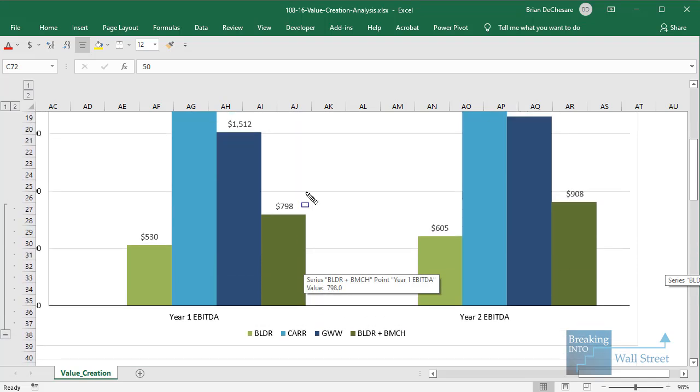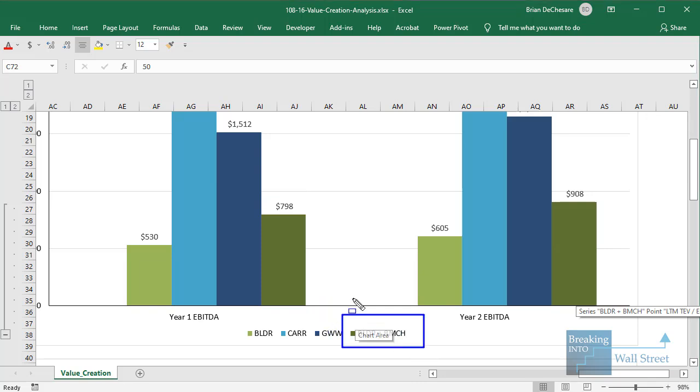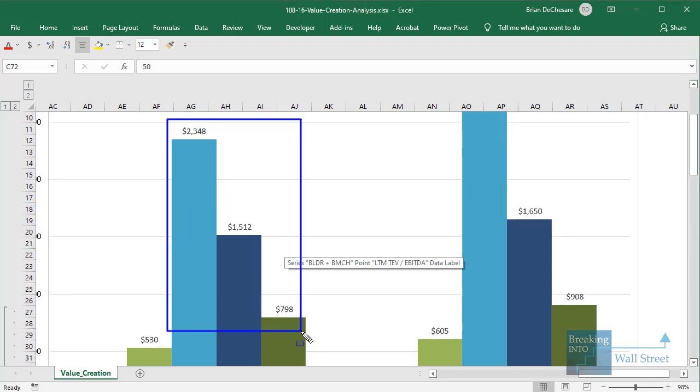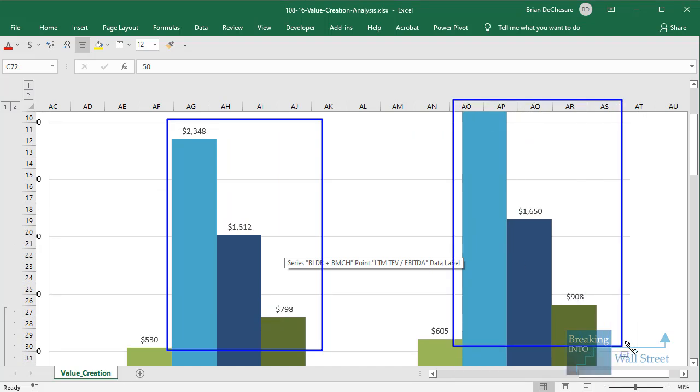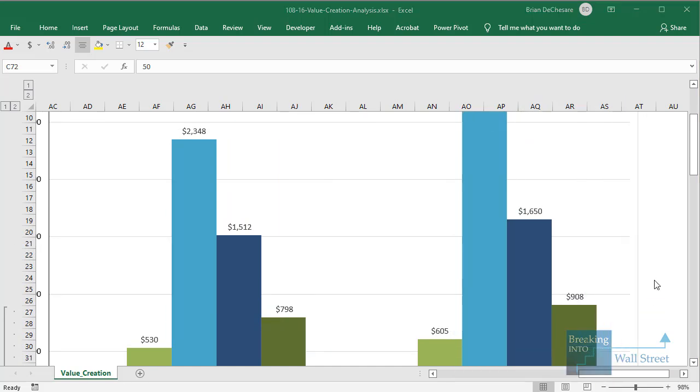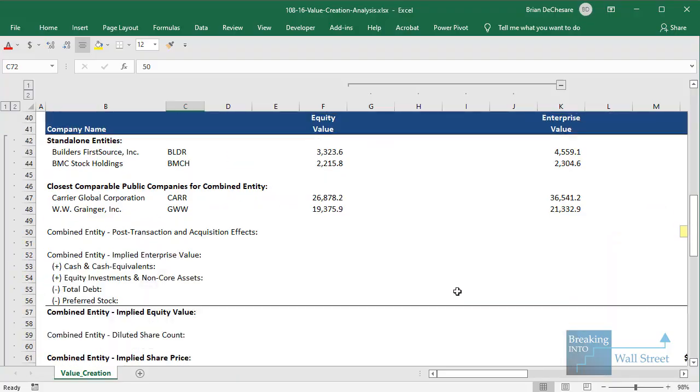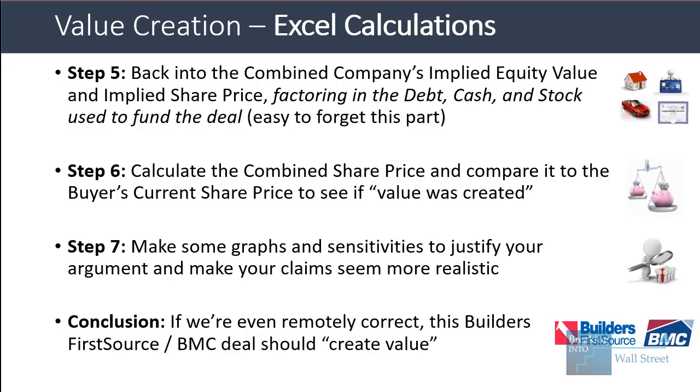We're saying that the company in dark green, the combined financial metrics for the buyer and seller, allegedly more closely resemble these bigger companies in the market. Although, as you can see, it's a little bit of a stretched argument because we're still quite far apart from these other companies. The bottom line, though, is that the overall conclusion here is that even if we're remotely correct, we think that this Builders FirstSource BMC Stock Holdings deal should create value, because even with multiples that are slightly higher or slightly more in synergies than we expect, the share price of the combined company should go up according to our analysis after the deal closes.